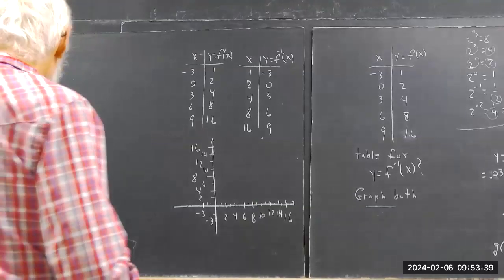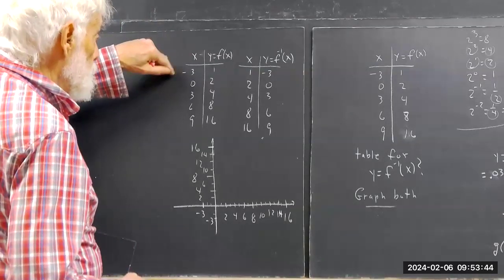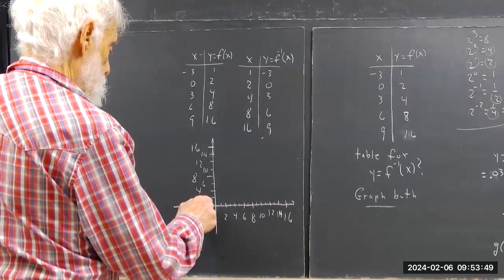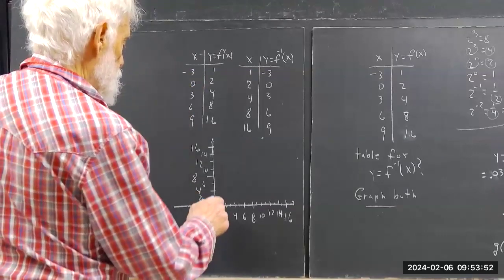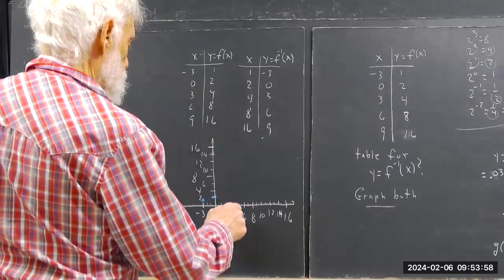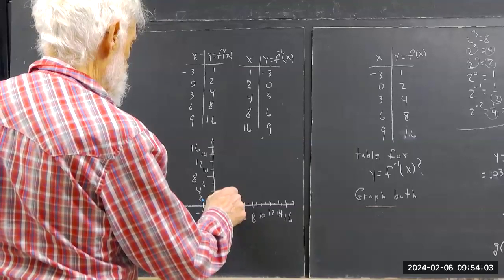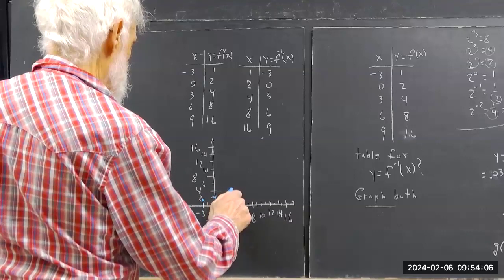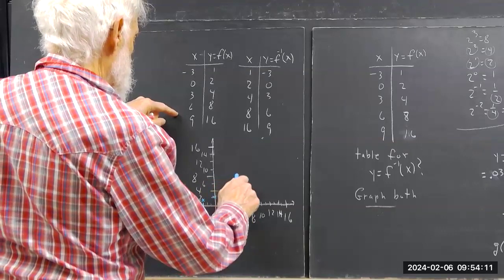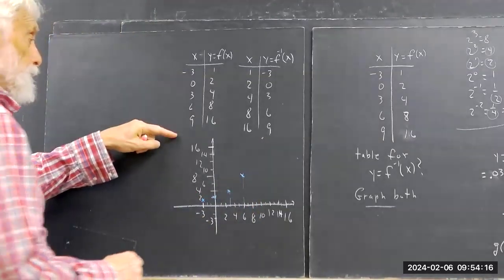Okay. So first graph: when x is negative 3, y is 1. There's negative 3, and here's 1. When x is 0, y is 2, that gives me this point. When x is 3, y is 4. When x is 6, y is 8, so y is 8 out here, x is 6 on this line. There we have it. And when x is 9, y is 16.